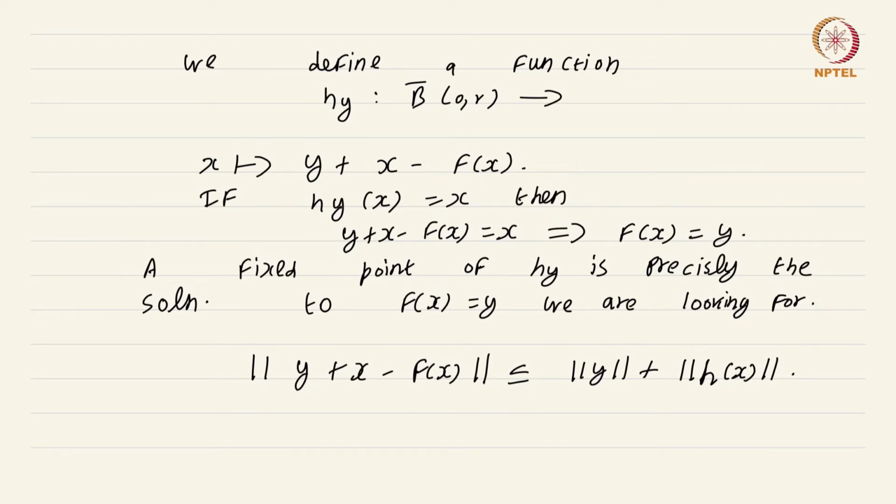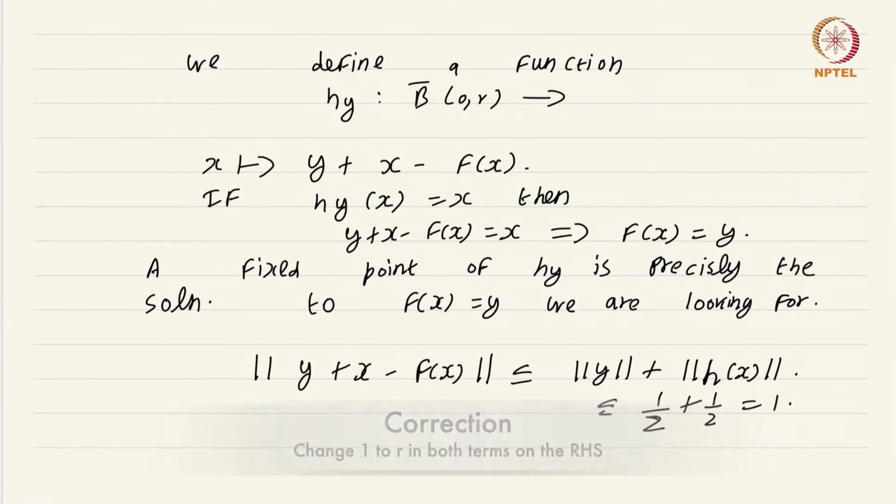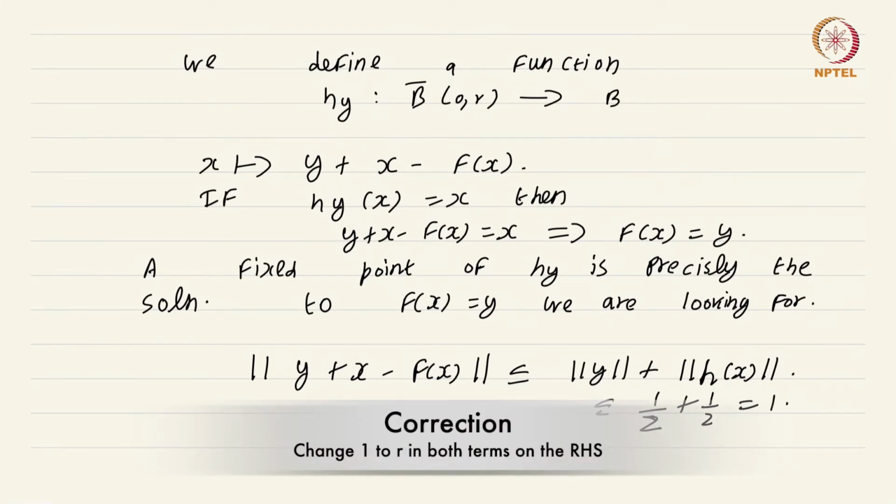Now note that this point y is also coming from the ball of radius R by 2 closure, and h of x is also going to be a point in the ball of radius R by 2 closure, simply because we already saw by the mean value theorem that h maps B(0,R) closure inside B(0,R by 2) closure. So this is less than or equal to half plus half, which is equal to 1. Okay, in other words, this blank that I had left thankfully turns out to be B(0,R) closure.